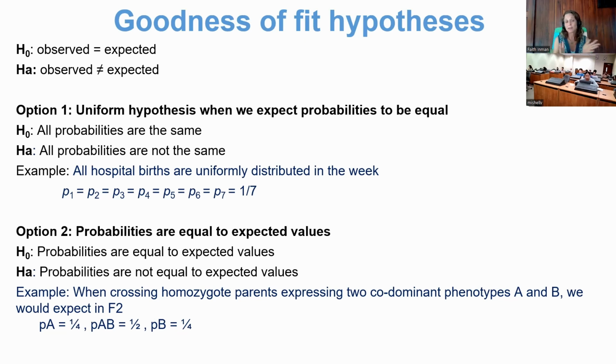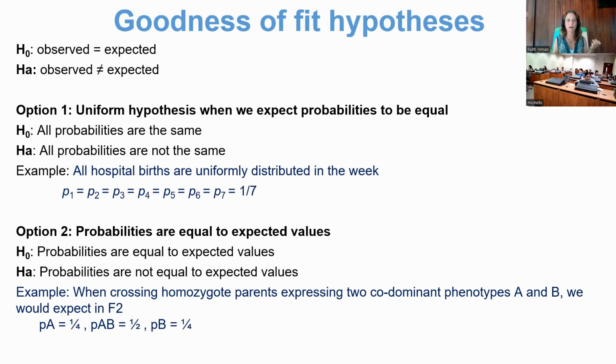Now, when would that possibly occur? Well, imagine that you cross homozygote parents and you look at these two co-dominant phenotypes, A and B. So in the F2 generation, and since you're all biology people, right? And a lot of you biology majors, you're familiar with this, right? Mendelian genetics. What would you expect? You would expect the probability of having AA is 1/4, probability of AB is 1/2, and probability of BB is 1/4, right? These are your expected frequencies.